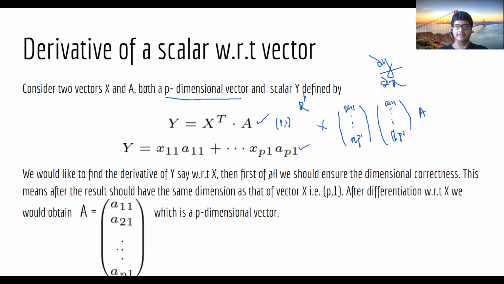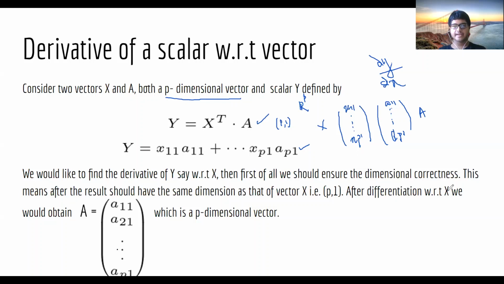First of all, we should ensure the dimensional correctness, meaning whatever the resultant vector is going to be after we find the derivative of a scalar with respect to the vector, the final dimension of the vector that we obtain is going to be the same as that of the vector with respect to which we differentiated. This means that after doing dou y by dou x, I'm saying dou because x is a vector, dou y by dou x should result in a p by 1 vector, which means a p-dimensional vector.